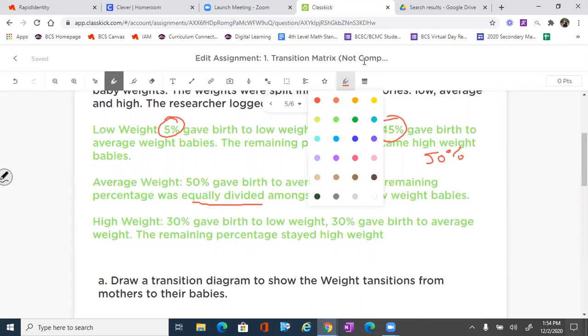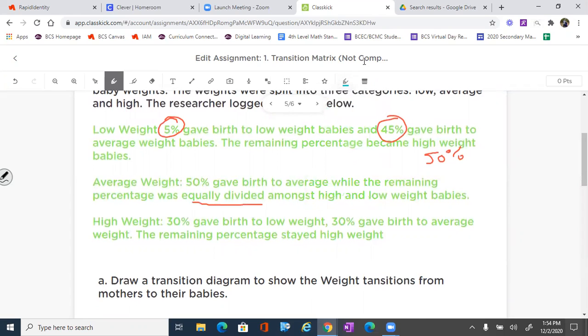Average weight mothers, 50% gave birth to average, while the remaining percentage was equally divided amongst high and low. So we take the remaining 50%, we cut it in half. So that is 25% and 25%. And then high weight, 30% gave birth to low weight, 30% gave birth to average weight. The remaining percentage stayed high weight. So there's a total of 30% that's already out, 30% that went to average. That means there's a total of 40% that will stay as high weight.